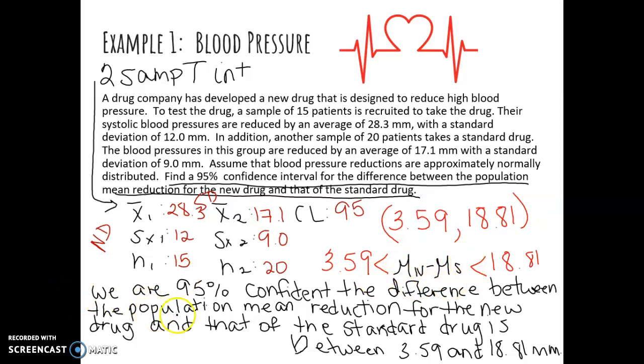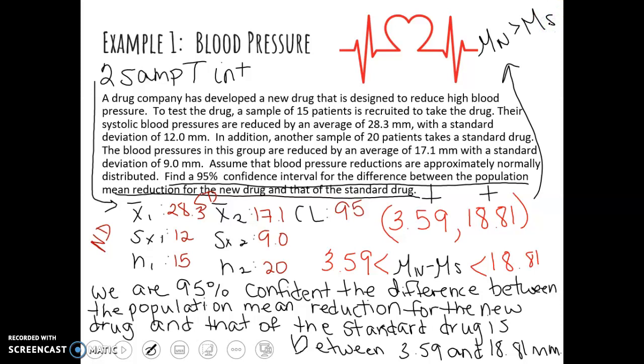And we would interpret it by saying we are 95% confident the difference between the population mean reduction for the new drug and that of the standard drug is between 3.59 and 18.81 millimeters. Okay, so also what can this tell us? Because they're both positive, this implies that mu1, or the mean of the new drug, is greater than the mean of the standard drug. So it shows that there definitely is a difference.